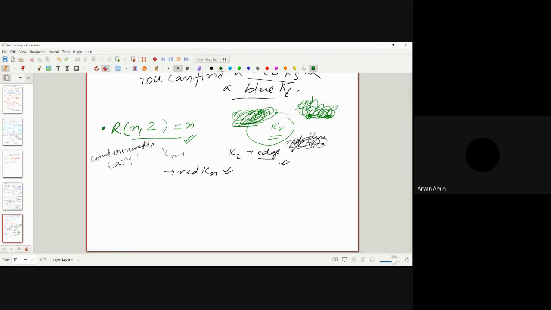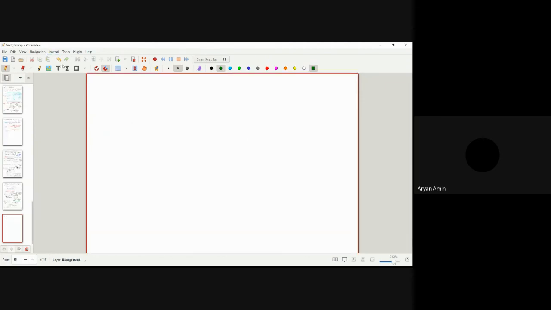The next thing is R(3, 3) = 6. This is classical, and I'll omit the proof for this. It's a standard pigeonhole principle exercise. The only real theorem that I want to discuss is this.